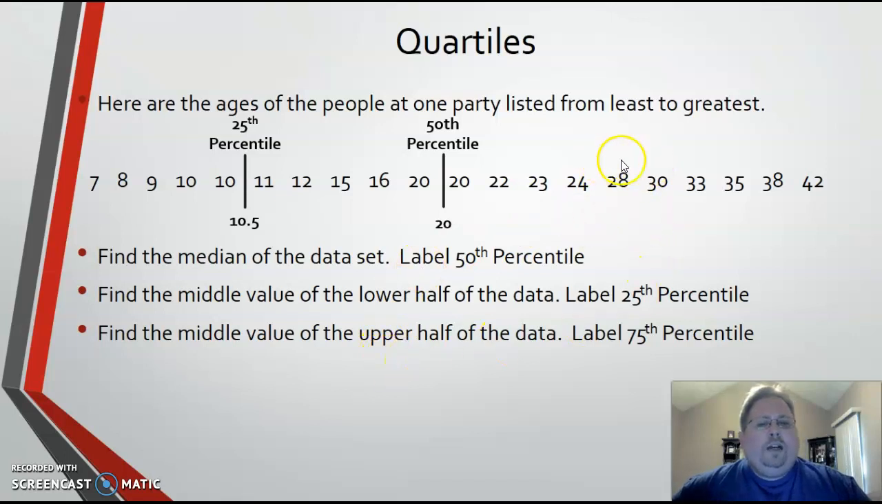Then we need to find the middle value of the upper half of the data. That's going to fall right here with 28 and 30. So 28 plus 30 is 58, divided by 2 is 29. And we're labeling this the 75th percentile.